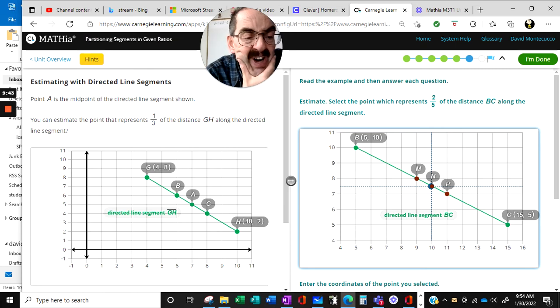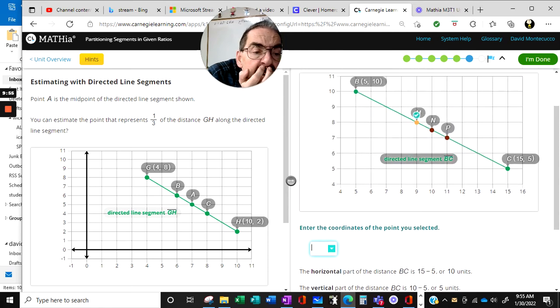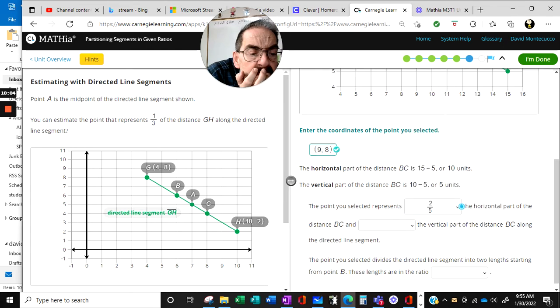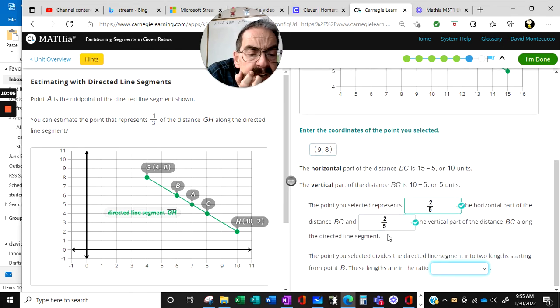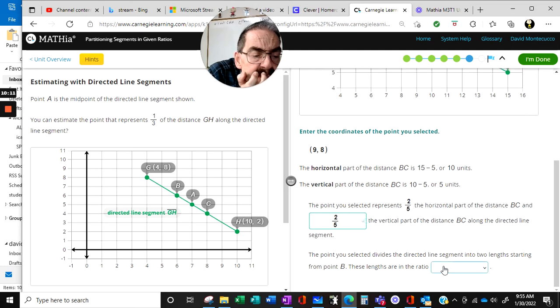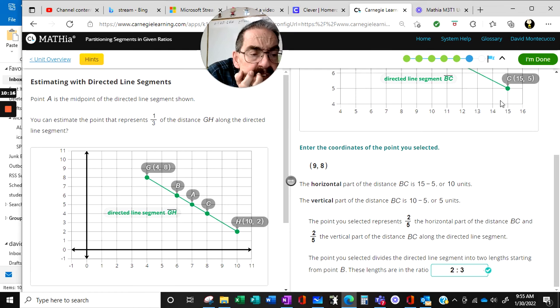Okay, so 2 to 5. B to C. Okay, so now 2 to 5, (9, 8). (9, 8) represents 2 to 5. These lengths are in the ratio, they're 7 units, 2 to 5. 2 of the 3, and 5 total.